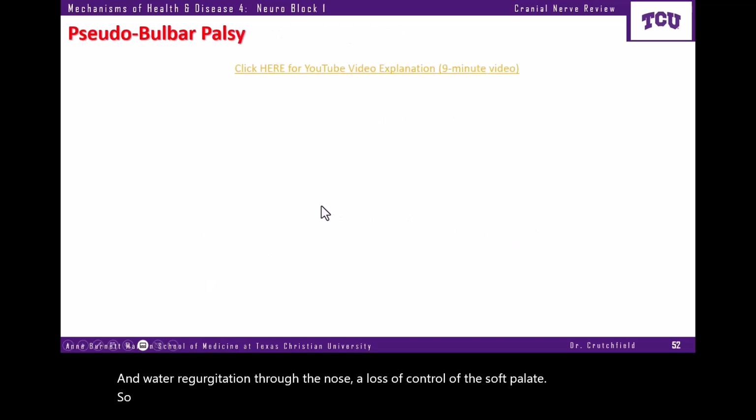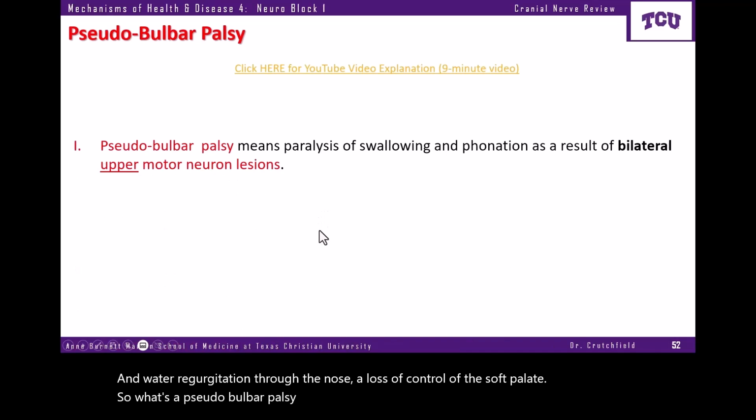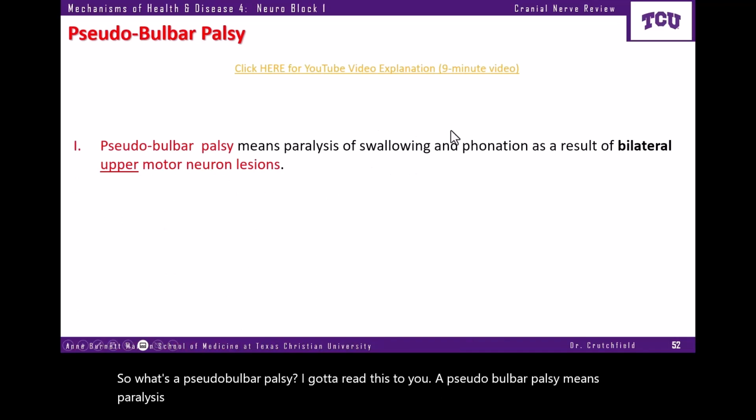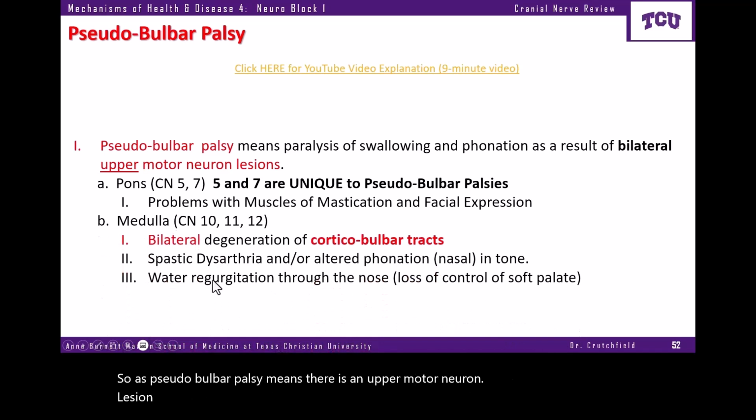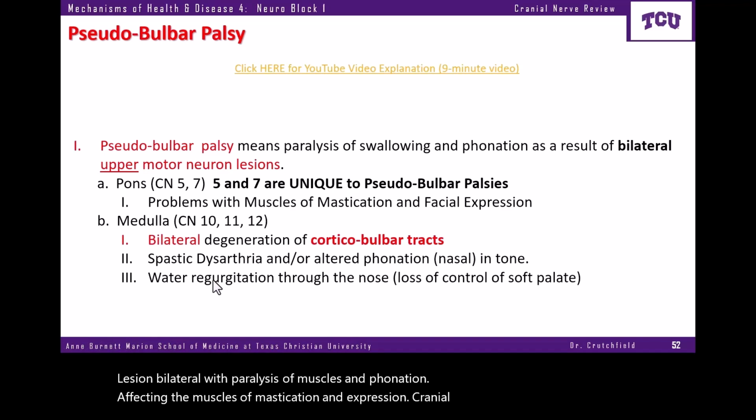So what's a pseudo-bulbar palsy? I got to read this to you. A pseudo-bulbar palsy means paralysis of swallowing and phonation as a result of bilateral upper motor neuron lesions. So a pseudo-bulbar palsy means there is an upper motor neuron lesion, bilateral, with paralysis of muscles and phonation, affecting the muscles of mastication and expression. Cranial nerves 5 and 7 are unique to the pseudo-bulbar palsy.